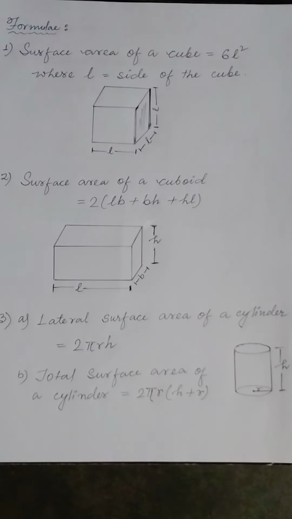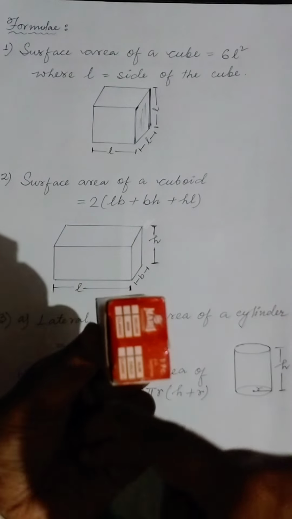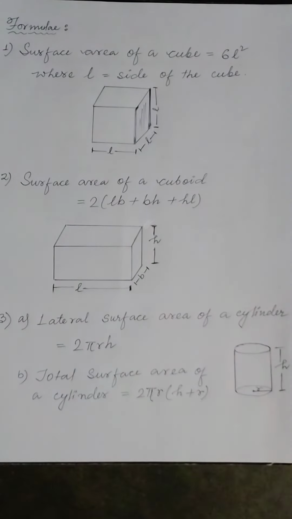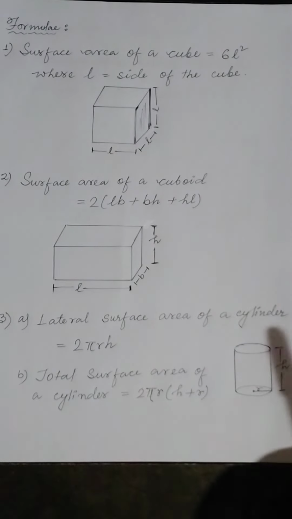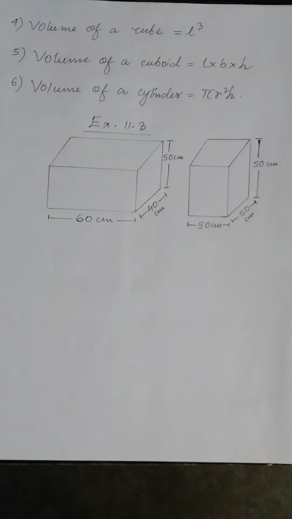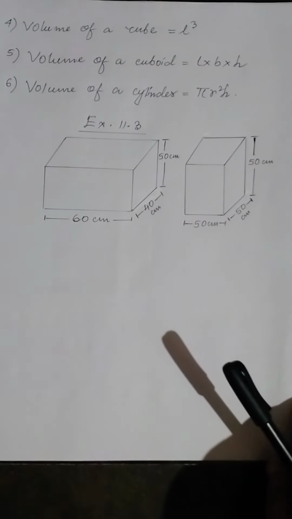Curved surface, you know, curved. If this is a cylinder, this comes to be the curved surface area. Understood? Curved surface area of a cylinder. Clear? So this is all about your surface area. Now come to volume. Now next one is your volume.